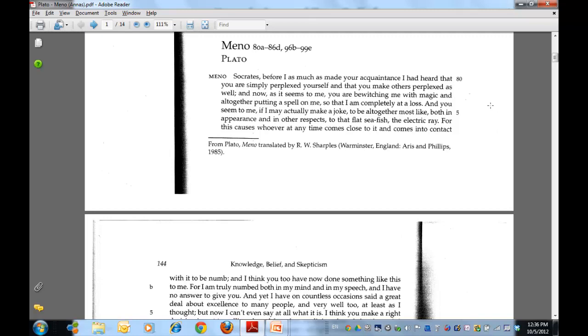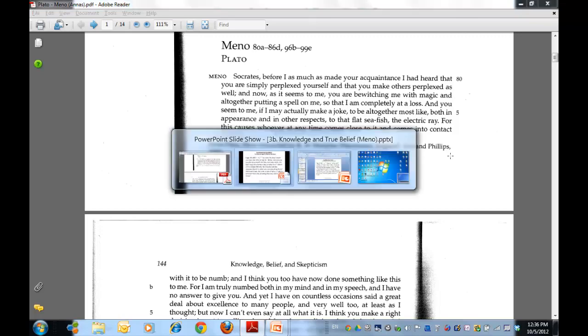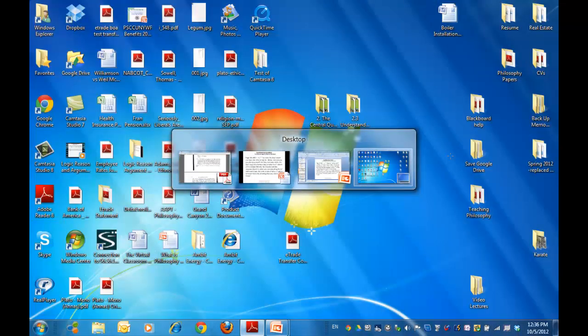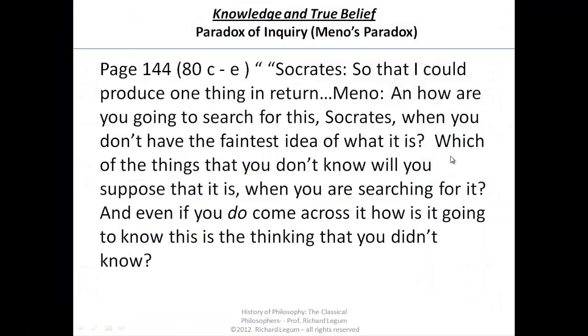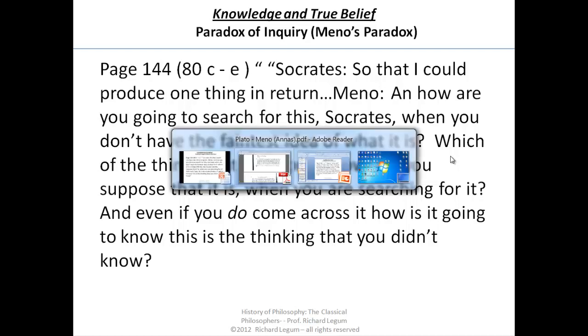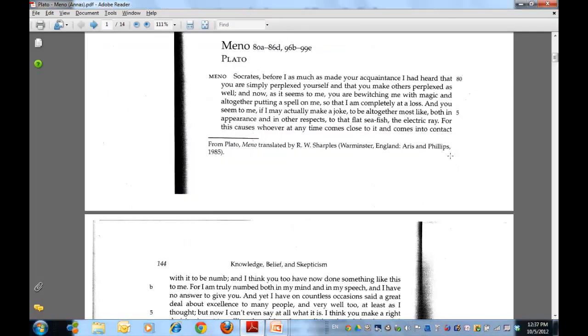If you take a look over on the right side of the page, right at the top, remember it says starting at 80A, we have the number 80 there. That's the number we're talking about. So if we quickly jump back to the PowerPoint slide, which I missed, I said we're going to page 145, 80 C to E.